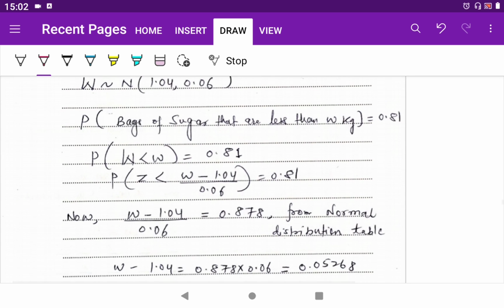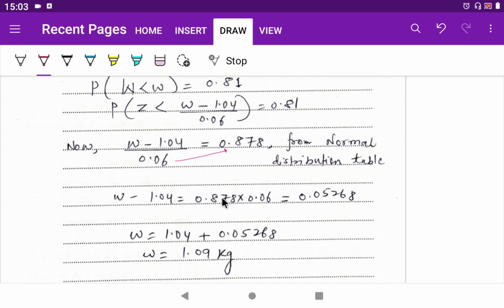So we will take the value of this from the normal distribution table. So now this is 0.878. After calculation this goes here in multiplication. So 0.878 multiplied by 0.06, we get 0.05268, and now this one will go to the right, and w is equal to 1.04 plus 0.05268. So after taking the sum, we get w as 1.09 kg.